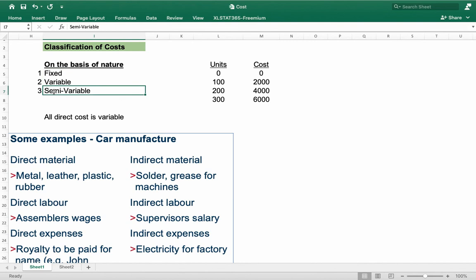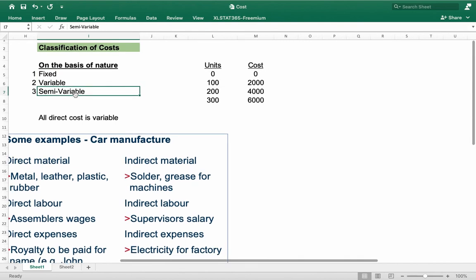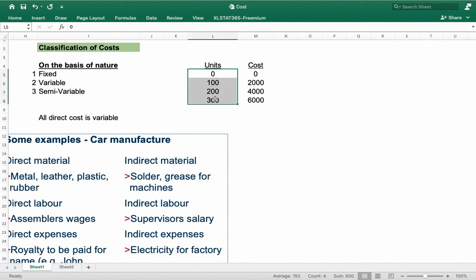Yes, understood. Now semi-variable is what? This cost will change, but not as per the production. Suppose right now you are producing 0, so the cost will be 0. You produced 100 units, it came to 2,000. Now you increase the production to double, 100 to 200, but the cost will also increase, but not just double. Here your production is double, but the cost is not double. So it is known as semi-variable.